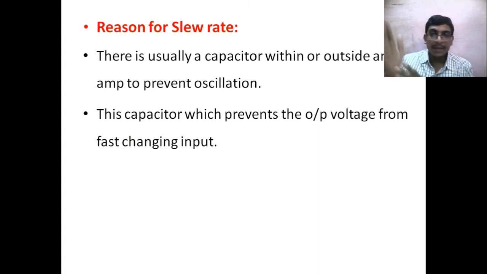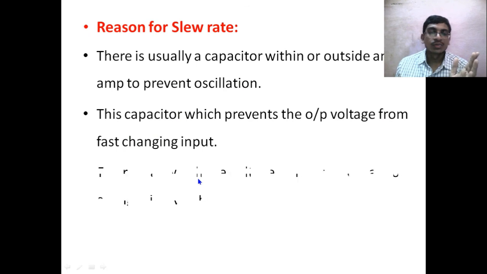Because of that capacitance, which is added in parallel with the output of our op-amp, this output cannot be changed fast. It will stop the fast changing of the output. It takes some time to charge and discharge. So because of that time, we are getting the delay at the output side.